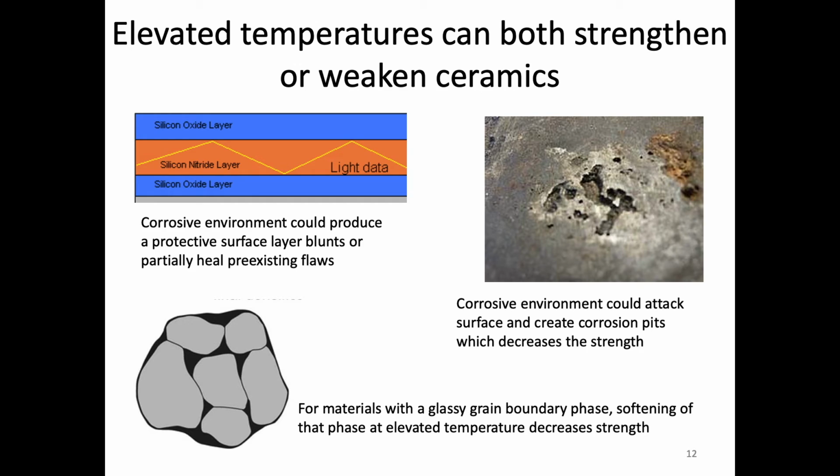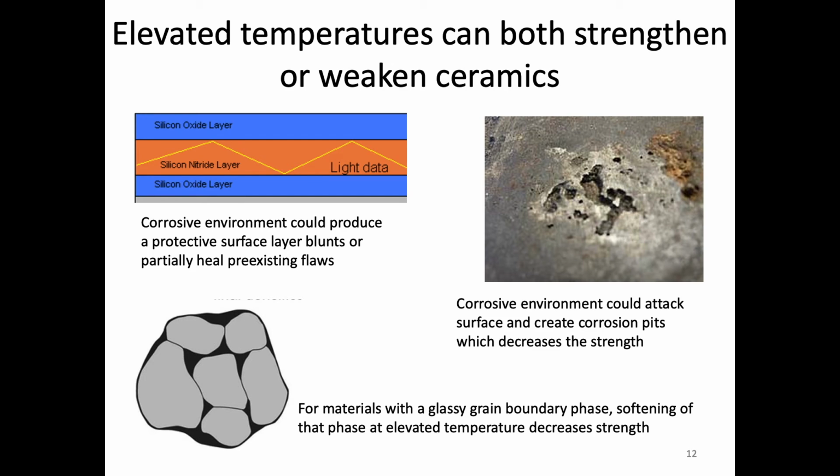One last point I wanted to make about this is the effect of temperature. So elevated temperatures have kind of a dual nature. Elevated temperatures can actually strengthen ceramics in some cases, but also in other cases weaken ceramics. All right, so let's think of a couple examples here. So let's say we have a silicon nitride waveguide. So that's what this here is. It's basically a fiber optic cable.